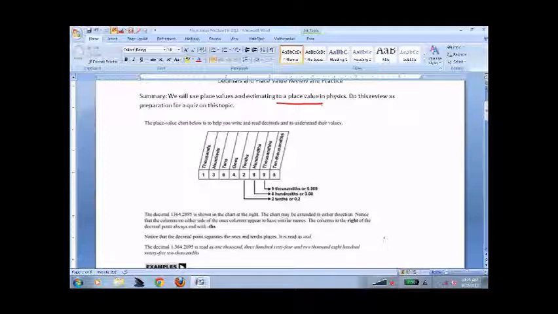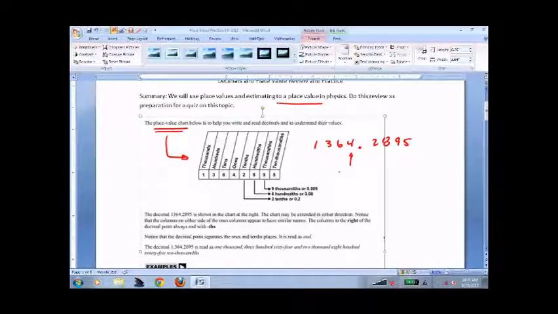This is a place value chart. And this is the number 1364.2895. And all of these are place values. So that's what we call the ones. This is what we call the tens. And so on and so on. They're all written down here and here.